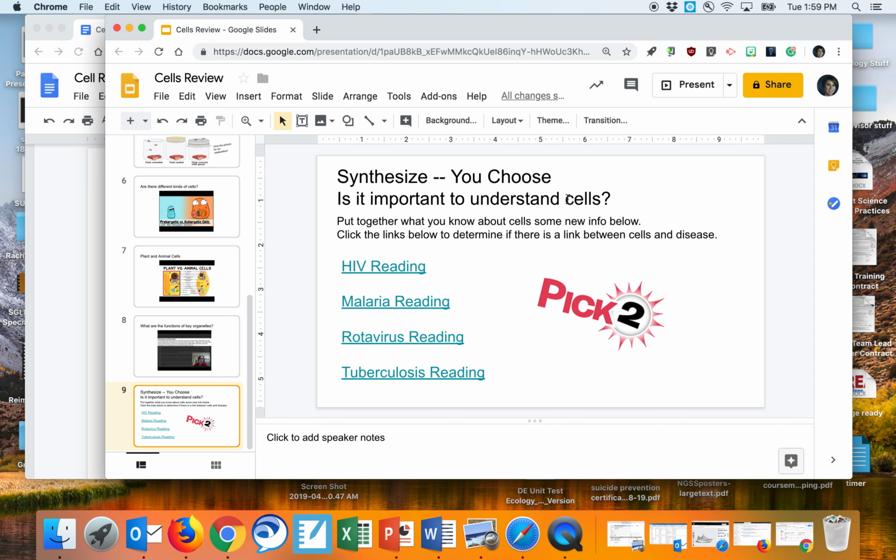Why should you have to learn about cells in real life? Does it even really matter? Why do you have to learn this? All of those questions that you might have. Is it important to understand cells? So we're going to find out.